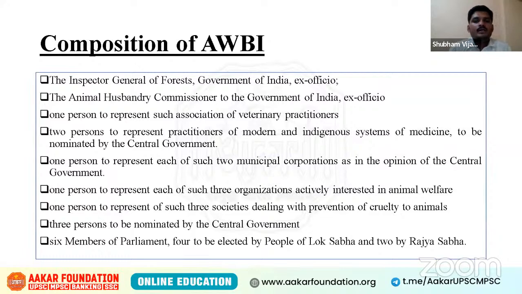Now, we know 28 members are there in the Animal Welfare Board of India. Here we'll take what persons are involved, and we'll take their names one by one. In the Animal Welfare Board of India body, the persons involved are, first, the Inspector General of Forests, Government of India, ex officio. Then the next one is the Animal Husbandry Commissioner to the Government of India, also ex officio.